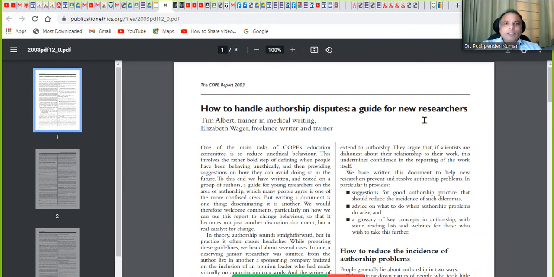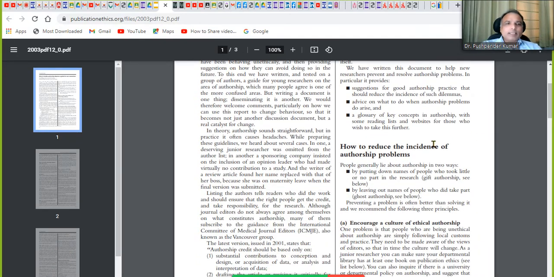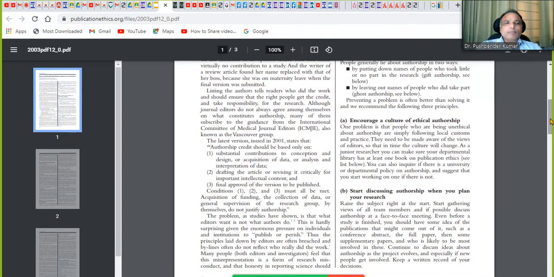Okay, here you see, if you have time, you can read this very nice article, How to Handle Authorship Disputes: A Guide for New Researchers. So, how to reduce the incidence of authorship problems? You find that there is some issue with someone. Here you see, putting down names of people who took little or no part in the research could be one. Leaving out names of people who did take part is ghost authorship. This will give you some kind of idea.